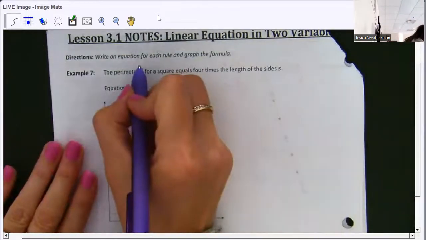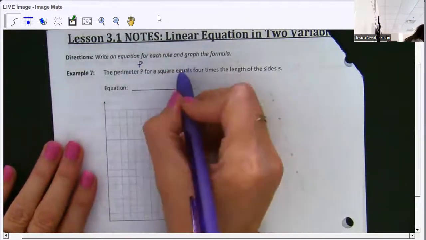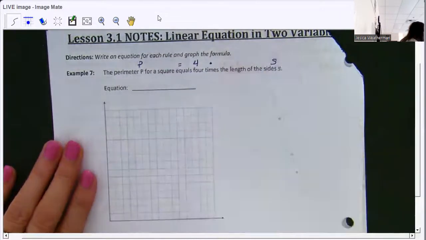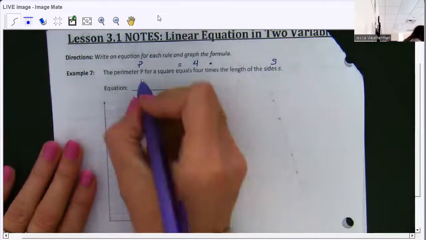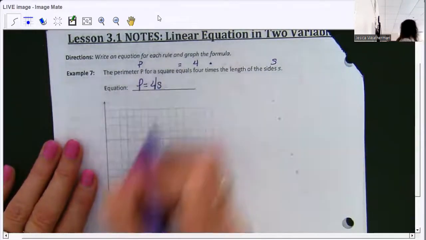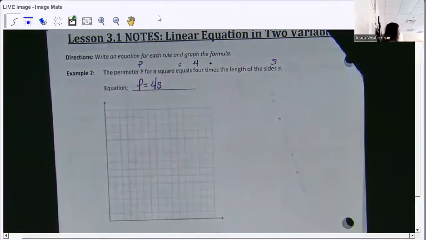It says P equals 4 times S. It's pretty much what it is. So we're gonna write this out. P equals 4 times S. You could put L for the length of the side. And then now what we're going to do is we're going to graph it.